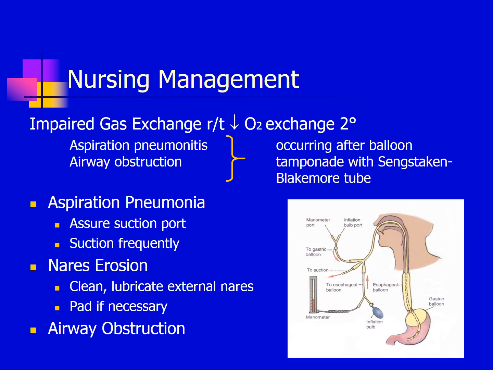So what are some nursing diagnoses? Impaired gas exchange related to decreased oxygen exchange secondary to many things, aspiration, airway obstruction, usually occurring after the balloon tamponade. Aspiration pneumonia, so make sure we suction the patient frequently. They may have nares erosion from the tubes that go in the nose, so clean and lubricate them and pad if necessary. Airway obstruction. Next slide.